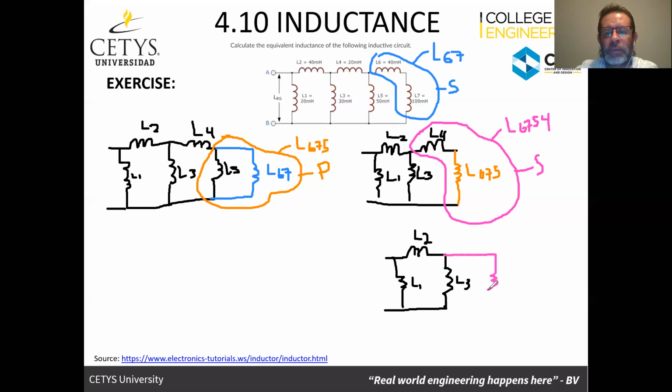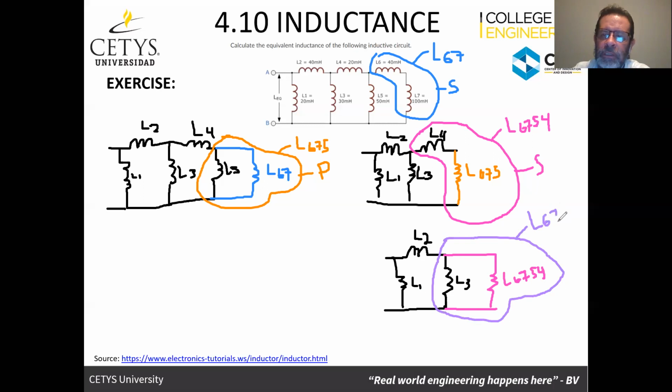And this one would be the one we've got here. That's L6, 7, 5, 4. And now we're going to take these two, I don't have to exaggerate it that much, these two, and we're going to call this one L6, 7, 5, 4, 3. And this is a parallel, right? Almost done.